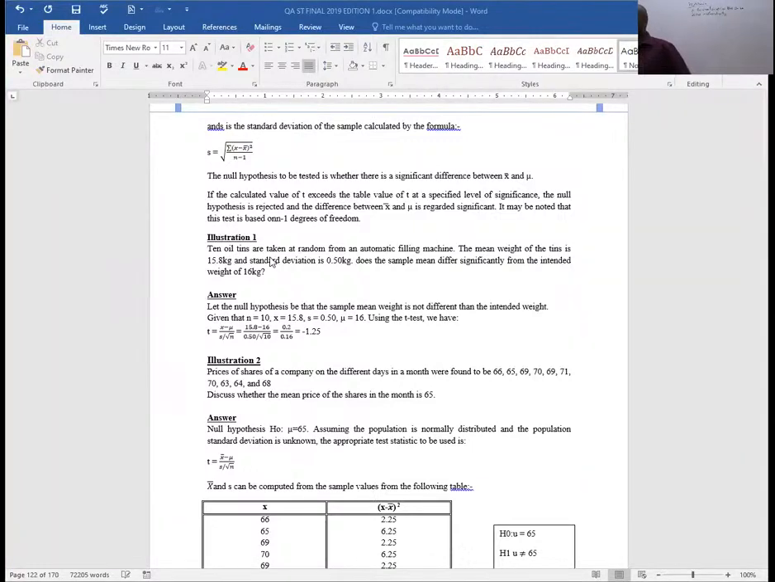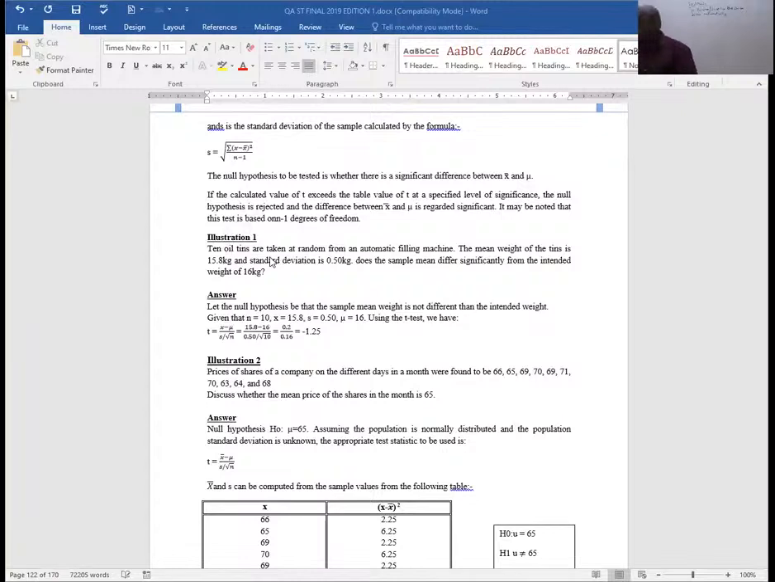10 oil tins are taken at random from an automatic filling machine. The mean weight of the tins, which they found there, is 15.8 kilograms with that standard deviation. So does the sample mean differ significantly from the intended weight of 16 kilograms? This is quite a very easy question.